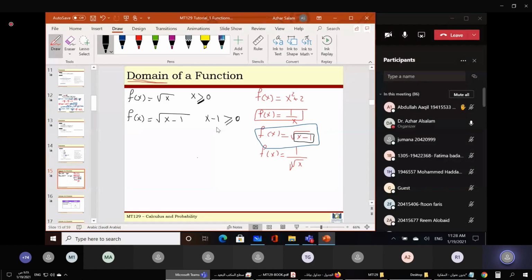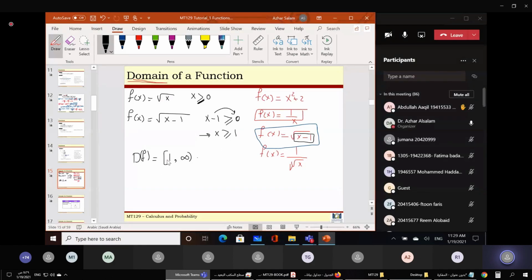كل اللي داخل الجذر لازم يكون موجب، اللي هو x minus 1. أخذ كله وأحط لنا يكون أكبر من أو يساوي الصفر. Which means that when I move -1 to the right hand side, x is greater than or equal to 1. I change the sign when I change the side. So here the domain of f will be x greater than or equal to 1, which is the interval from 1 to infinity.